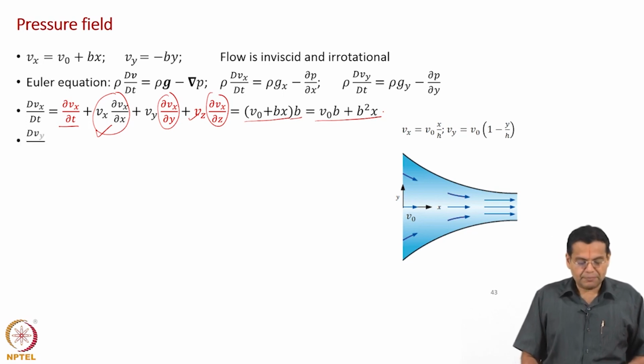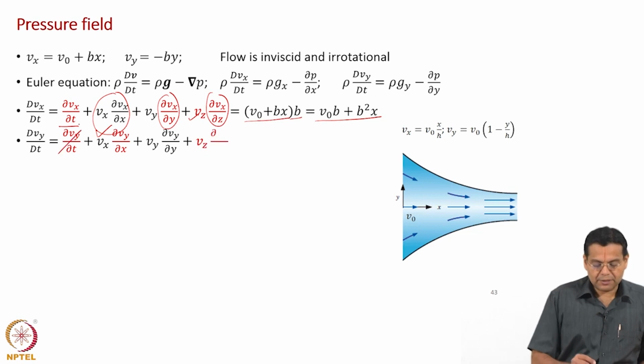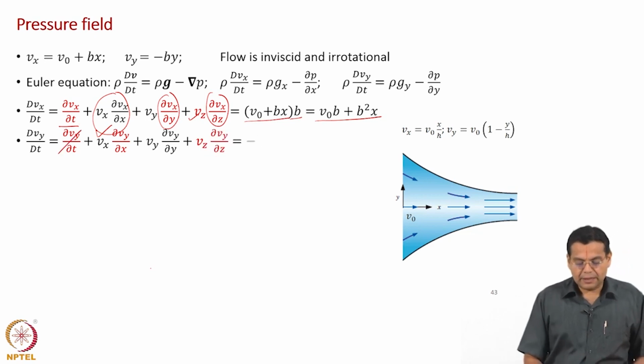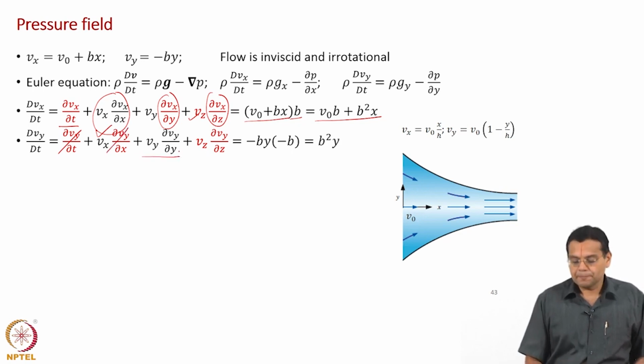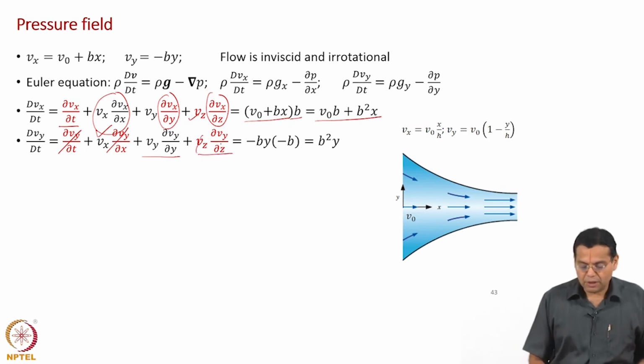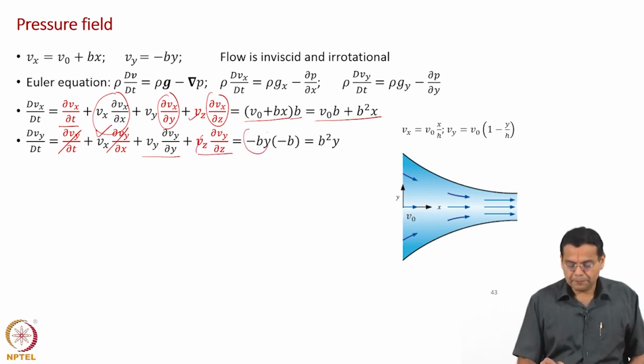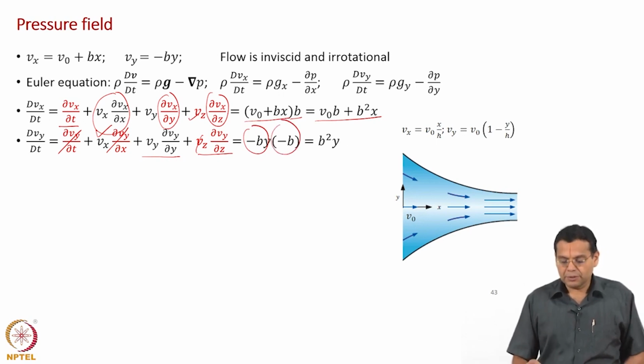Now, let us simplify the term dVy by dt. Steady state, so this term is 0, and Vy is a function of only y. So, this term is 0, this term exists, and of course Vy is not a function of z, so it is 0. Now, if you substitute for Vy and the partial derivative of Vy with respect to y, you get b squared y.